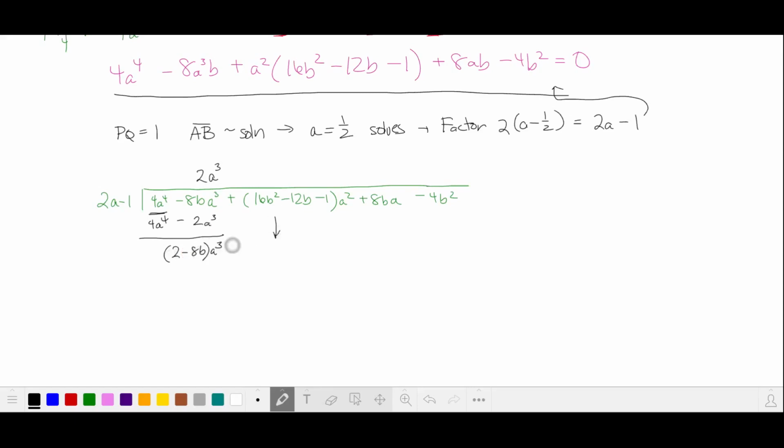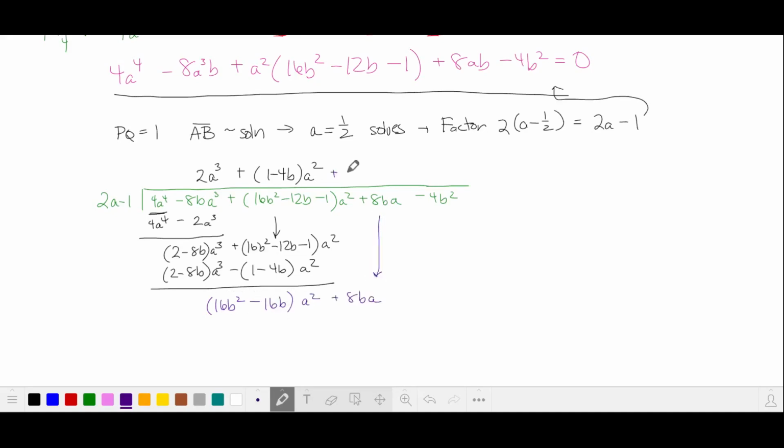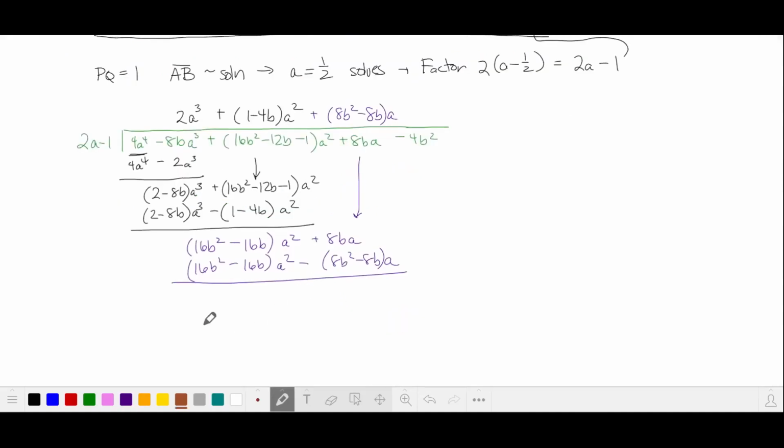We'll bring down this next term. To match 2 minus 8B, we'll multiply our divisor with 1 minus 4B times A squared, multiplying by minus 1, and we're going to subtract. So our coefficient of A squared is 16B squared minus 16B, and we'll bring down the next term. So I'll need to multiply by 8B squared minus 8B times A to get this same first term, and then I subtract 8B squared minus 8B times A. Subtracting the second line from the first, we're left with 8B squared times A, and then we'll bring down this last term, and we'll multiply by 4B squared to match this coefficient, and happily we get a remainder of 0.